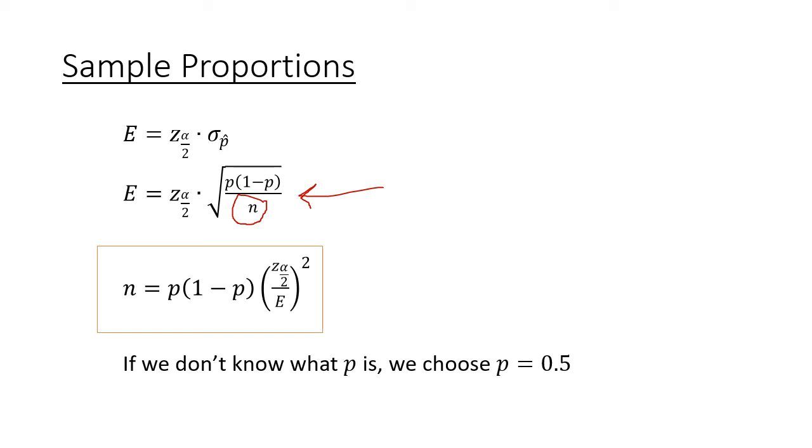But if I don't know what p is, because I haven't actually done the research yet, I don't know what my proportion is going to be, we have to just assume it's a coin flip. We assume that it's going to be 0.5, that it's a 50-50 shot for our proportion.